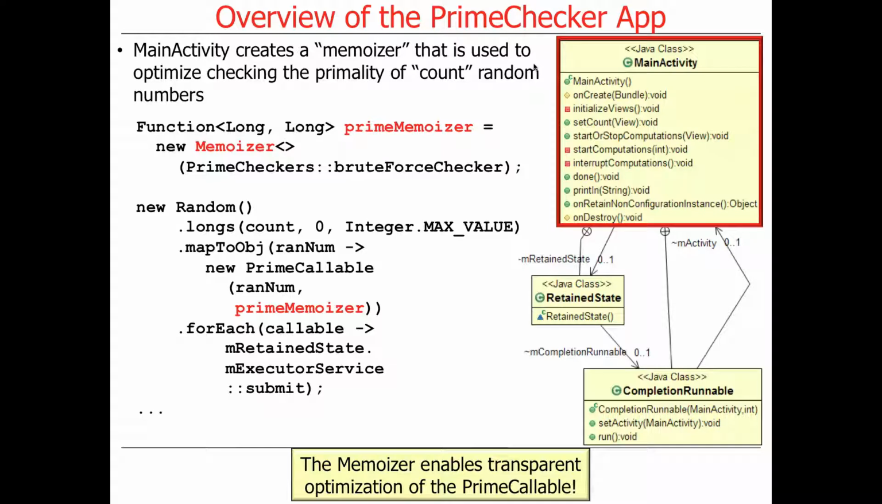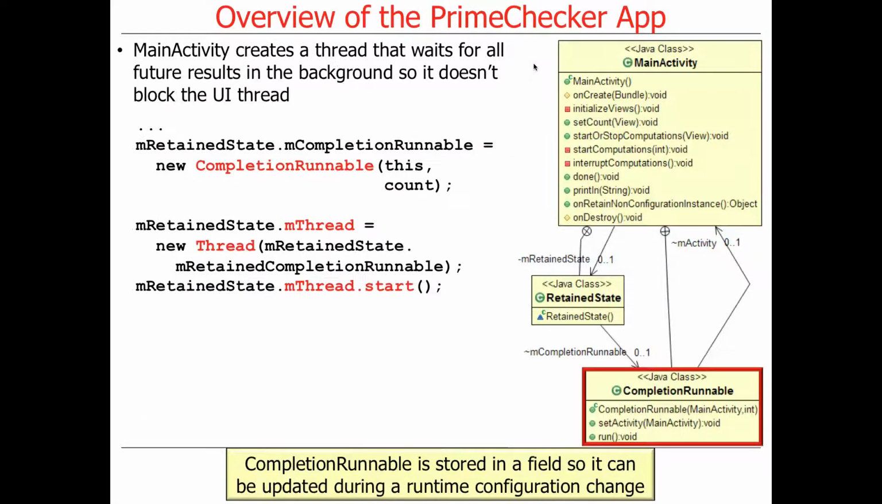which we'll talk about more as well. You can see here that we have a stream where we create n, or count, random longs. We map those to prime callables, passing in the memoizer. And then for each of those prime callables, we go ahead and submit the call using a Java method reference. So that's kind of the flow of control.